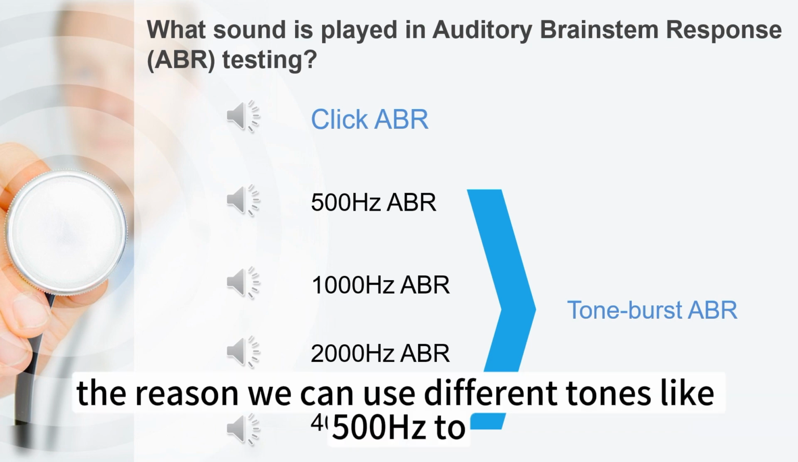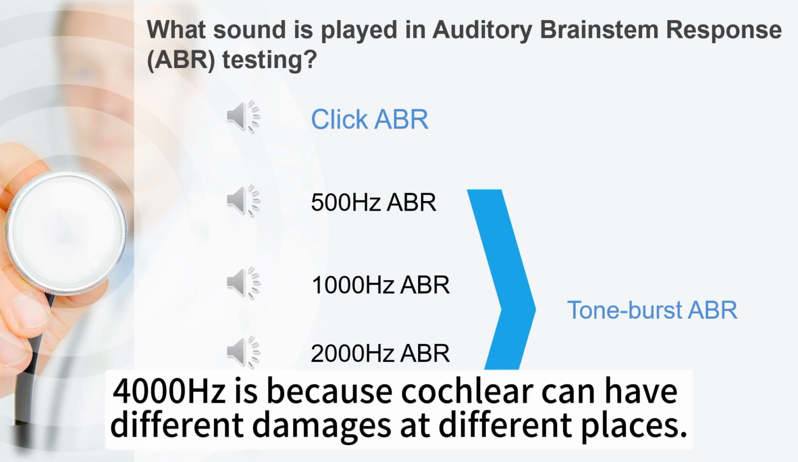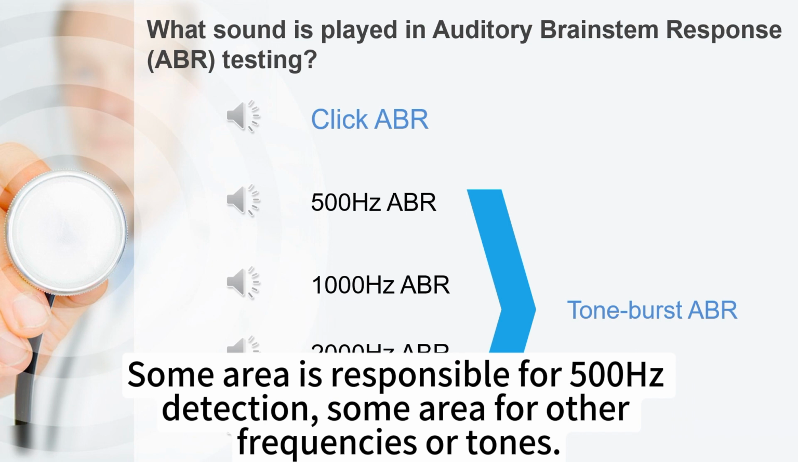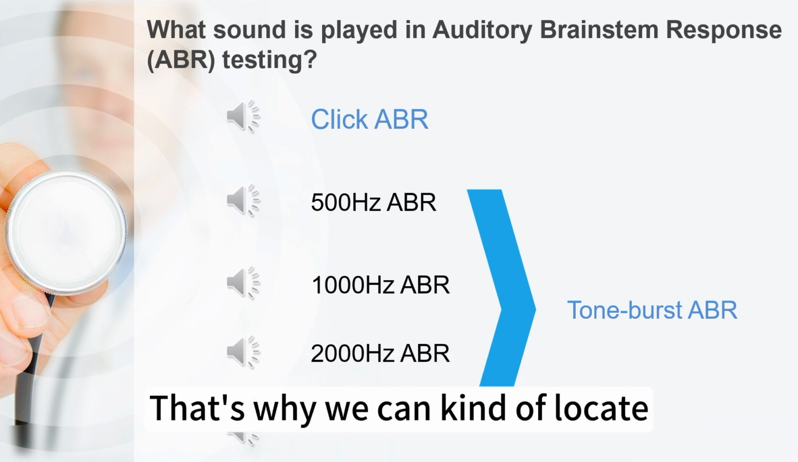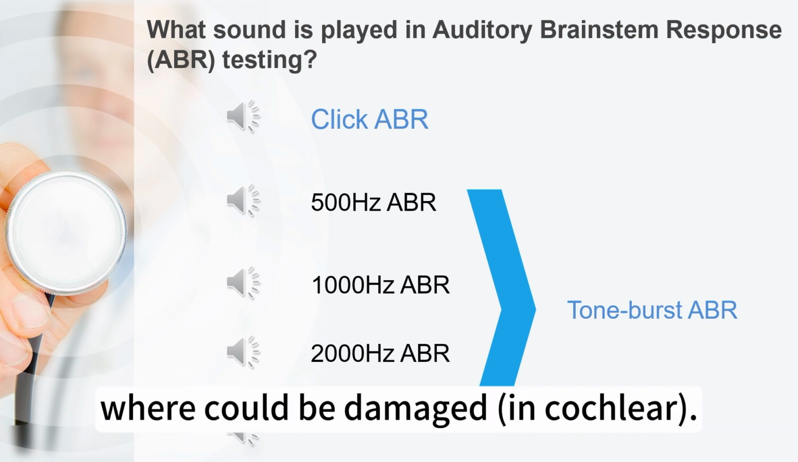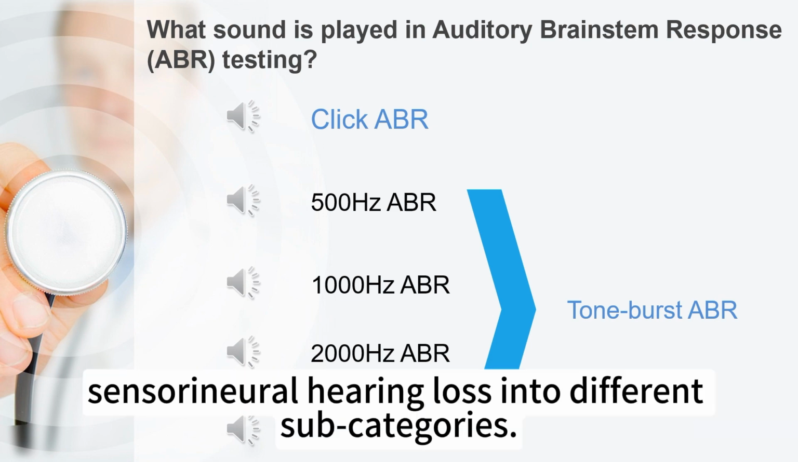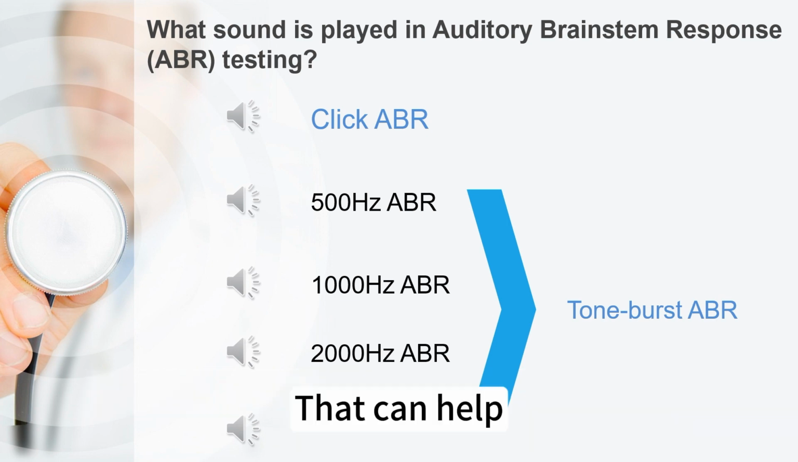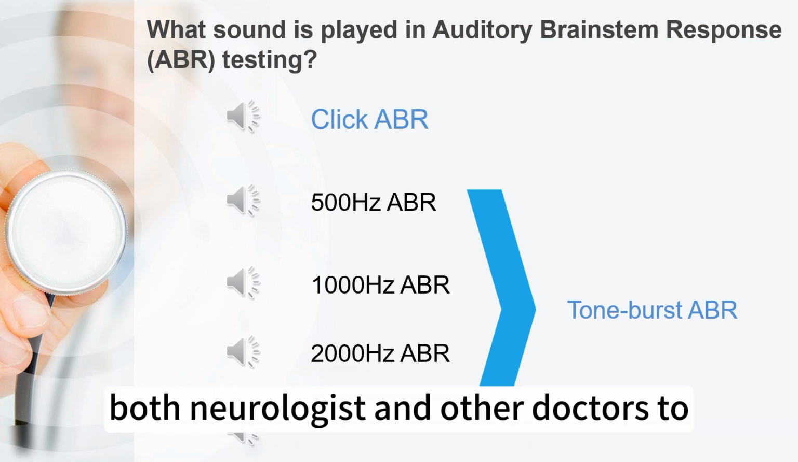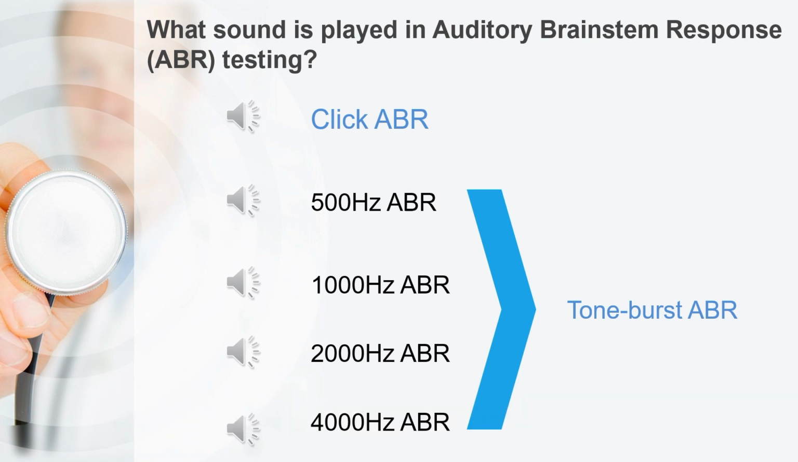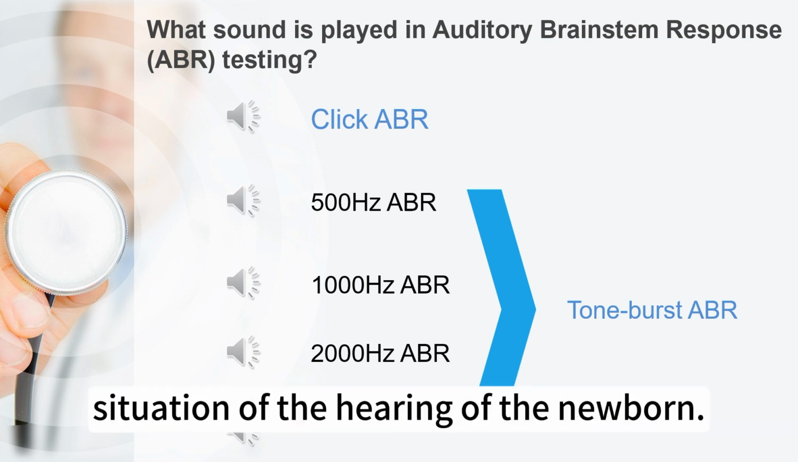Also, the reason we can use different tones, like 500 Hz to 4000 Hz, is because the cochlear can have different damages at different places. Some area is responsible for 500 Hz detection. Some areas are for other frequencies or tones. So that's why we can locate where could be damaged. That can also help us to classify the sensorineural hearing loss into different subcategories. So that can help both neurologists and other doctors to dive deeper into the hearing situation of the newborn.